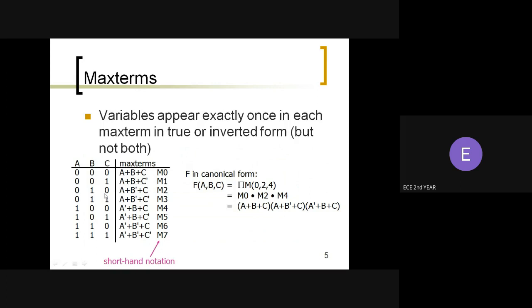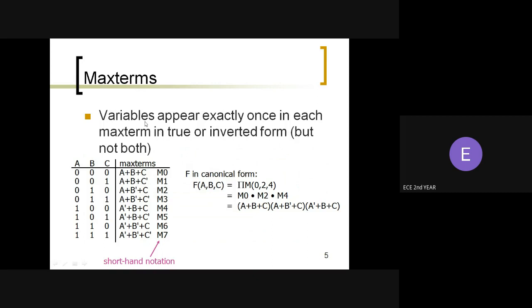And for 010, it will be A plus B bar plus C. And for 011, it will be A plus B bar plus C bar. Here you have to remember the concept. If it is 0, you have to put A. If it is 1, you have to put the bar. Okay, that is the reverse case.